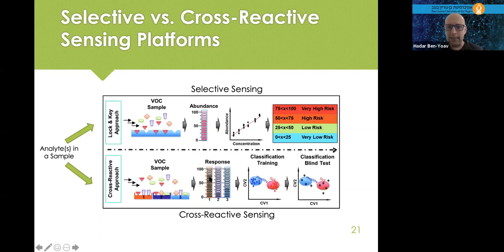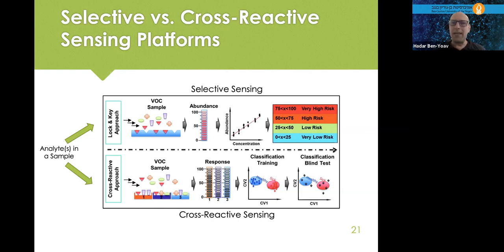But now we look from the top at these sensors, and we look at all these sensors together, and we see a pattern. A pattern that means that when we have this kind of composition of a sample, we'll get this kind of pattern. This one gives you a lot of signal, less, and a bit more.